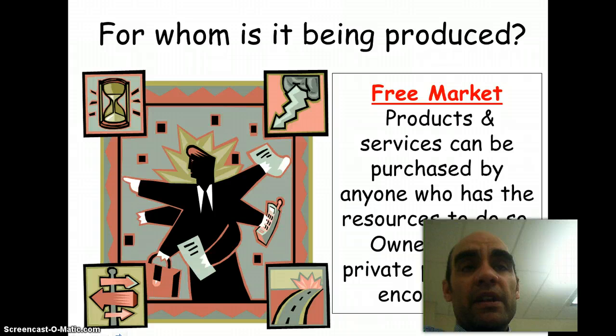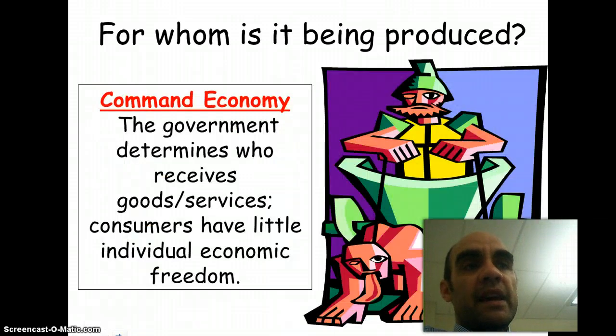In a free market, things are purchased by people who can afford them. We want people to own private property. So if I can afford to buy a Mercedes-Benz, I'll buy a Mercedes-Benz. If I can afford to buy a Ford Escape, I'll buy a Ford Escape. In a command economy, you really don't have any economic freedom. You don't have any economic choice.